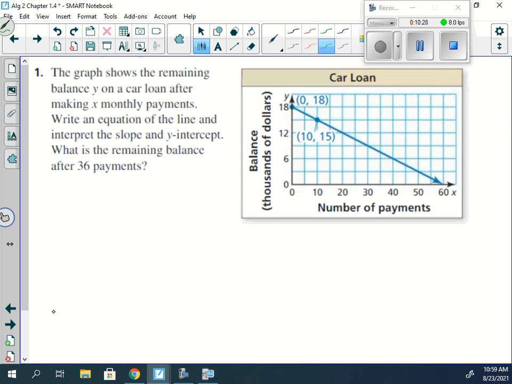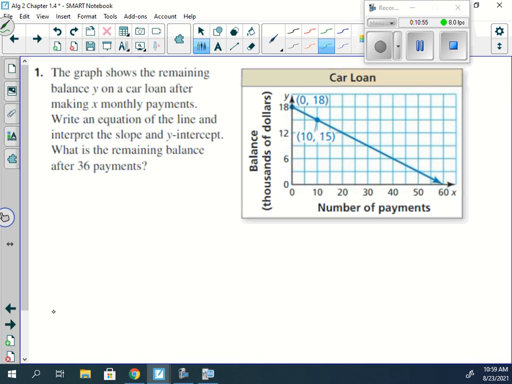This next problem here, I'll probably still do this. The graph shows the remaining balance Y on a car loan after making X monthly payments. Write an equation of the line and interpret the slope and Y-intercept. So here it's asking a little bit more. What is the remaining balance? So, write an equation of the line first.